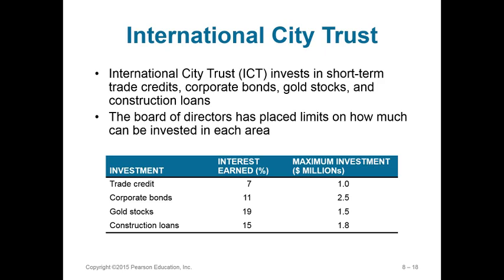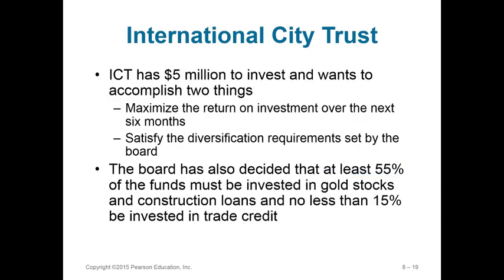So you see in this table the amount of interest that is earned by each one of those investment vehicles and how much they will let you put into any one of them. So it's a minimization. Well, not minimization in this case. You're trying to maximize the return. That's your objective. But you've got to be equal to or less than the investment there on the right side. So now you're told ICT has $5 million to invest.